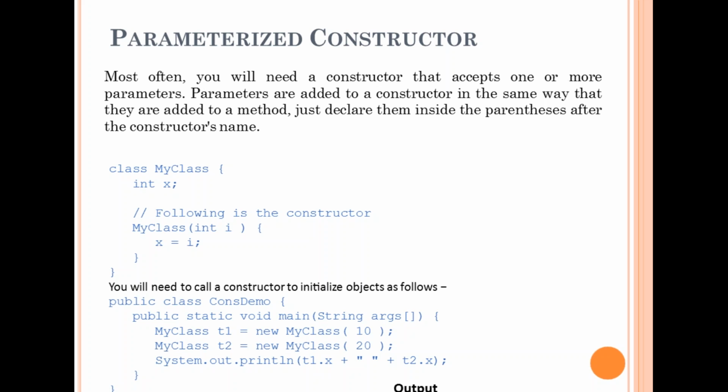Constructor MyClass(int i) { x = i; }. You will need to call the constructor to initialize objects as follows. MyClass t1 = new MyClass(10), where we pass the value 10 as a parameter to x, and when we print t1.x, as x holds the value 10 which we passed, the output is 10.